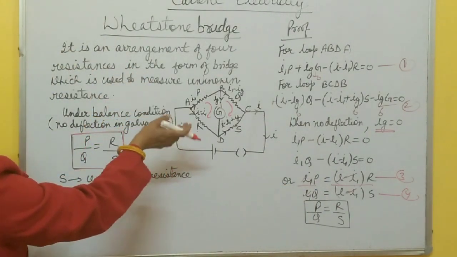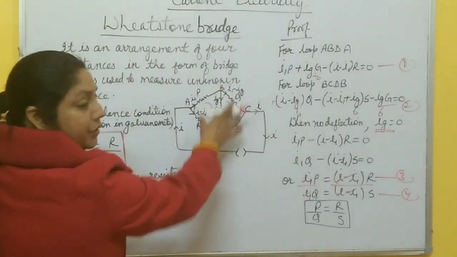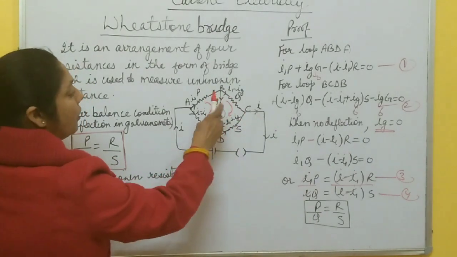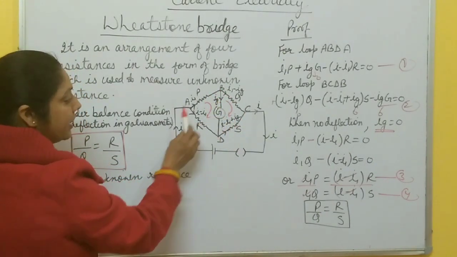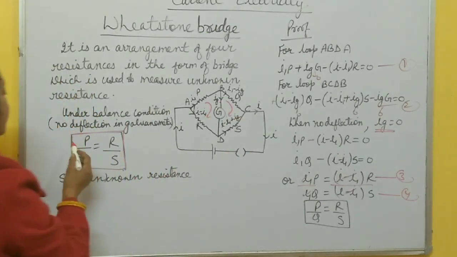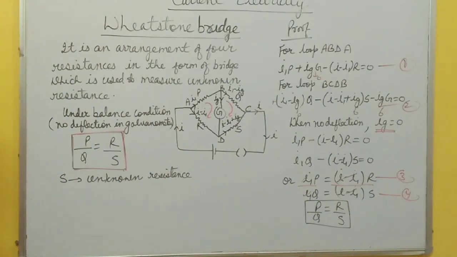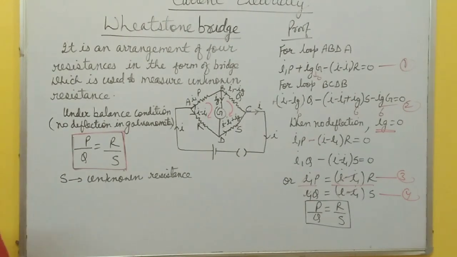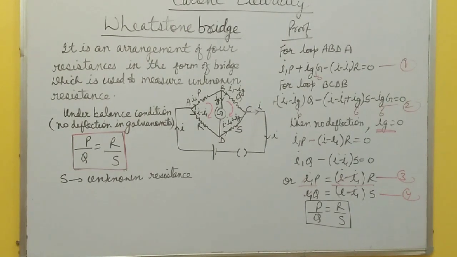Otherwise, you just write it is an arrangement of 4 resistors in the form of a bridge. Along one diagonal, a galvanometer is connected, and along another diagonal, a cell is connected. And the balance condition, P by Q equals R by S. Okay, hope you understood. Please take a screenshot. Then we will move to the next topic, that is the meter bridge.